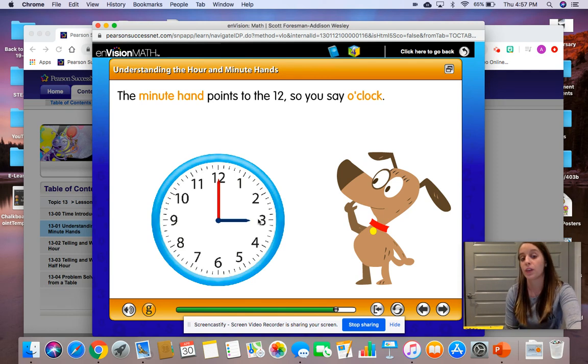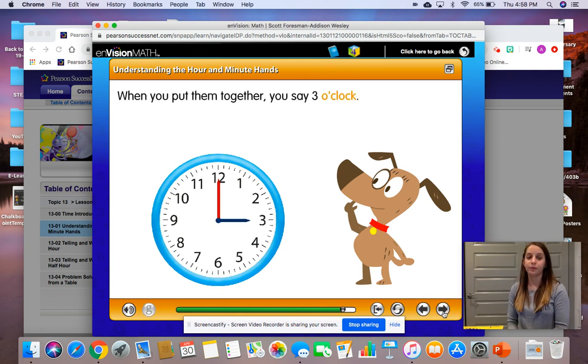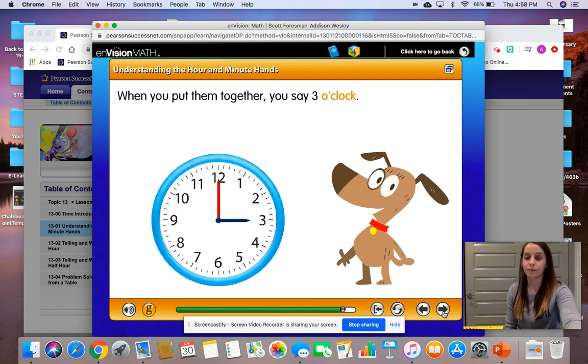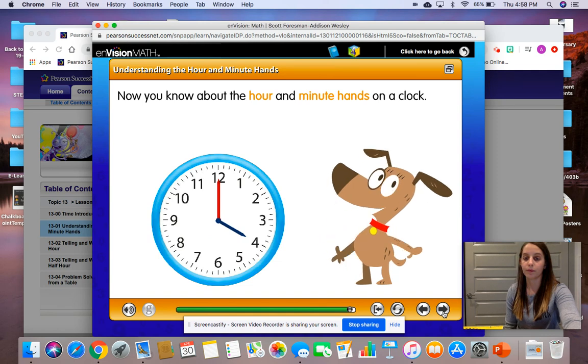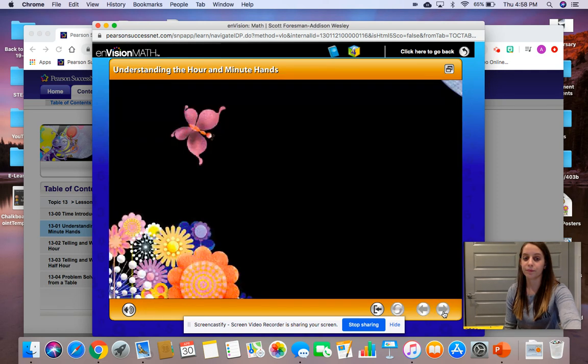So now we need to put the hour hand and the minute hand together, and the time will be 3, pointing to the 12, so we say o'clock. So the time is 3 o'clock. When you put them together, you say 3 o'clock. Now you know about the hour and minute hands on a clock.